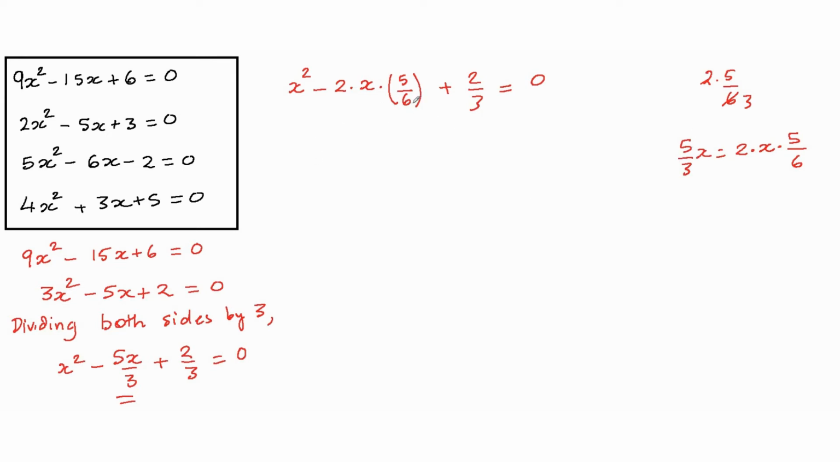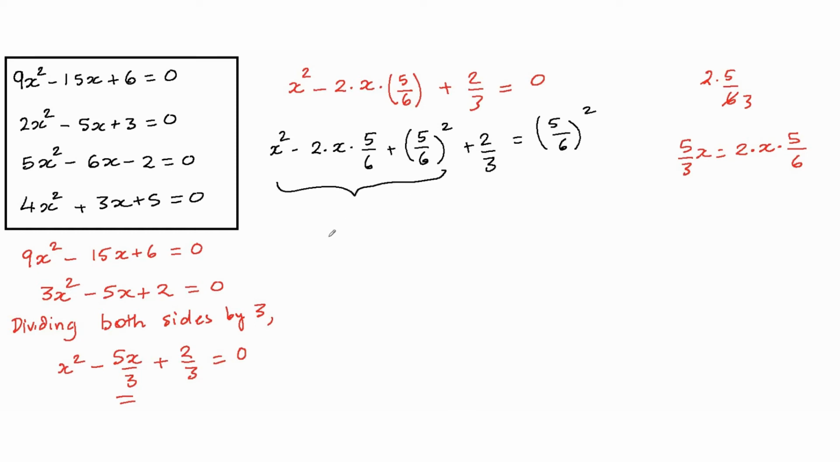So now I have found my b in this step. Time to complete the square now. So we get x square minus 2 into x into 5 by 6 plus 5 by 6 the whole square is equal to, on the other side also you will have 5 by 6 the whole square plus 2 by 3. Now these first three terms make up x minus 5 by 6 the whole square plus 2 by 3 is equal to, if you open this you will get 25 by 36, square of 5 and 6. Let's shift the 2 by 3 to the other side.